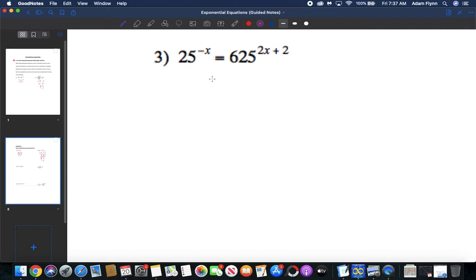Okay, but just taking a look at 25 and 625, I have a funny feeling that 5 can go into both of those. So if I just write my exponents of 5 over here, 5 to the first is 5.